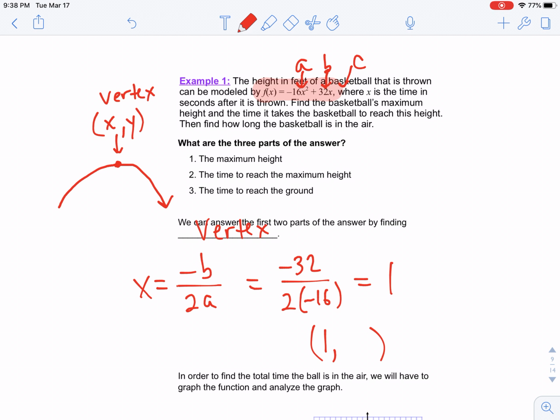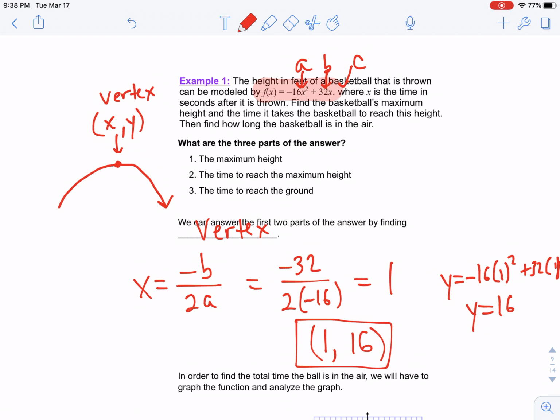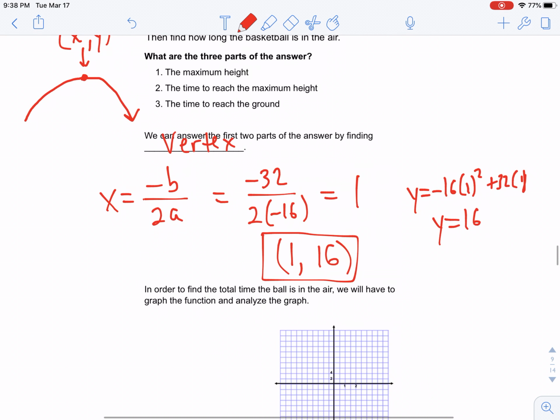To find the y coordinate, we would plug that in. So y equals negative 16 times 1 squared plus 32 times 1. Ran out of space like I always do. That's going to equal 16. So what this represents, 1 comma 16, is the maximum height of the basketball. It goes 16 feet in the air, and it takes 1 second to reach that. So max height is 16 feet. It takes 1 second to reach max height.